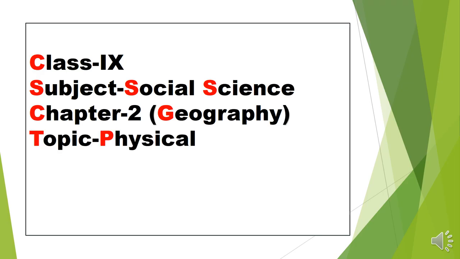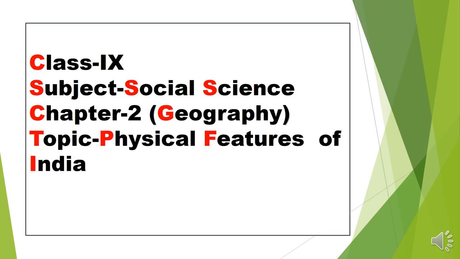This is the class 9 subject social science, and today we are going to discuss chapter number 2, and the topic name is physical features of India. This is lecture 5. In the previous lecture we discussed the Himalaya mountains, the northern plain area, and the peninsular plateau. So students, let's start.